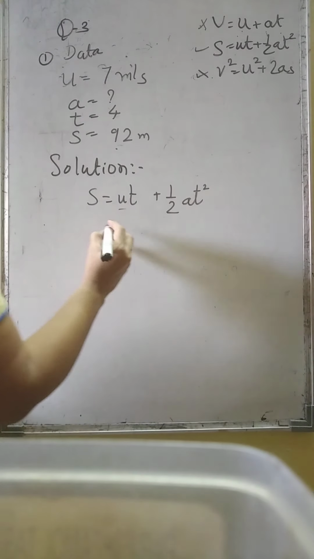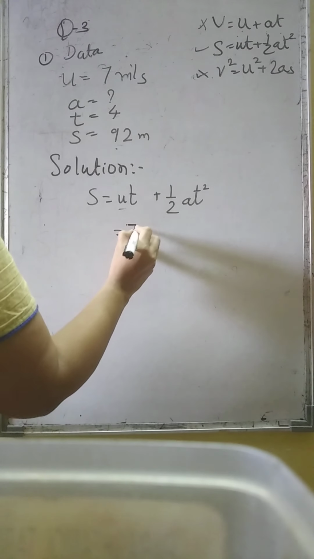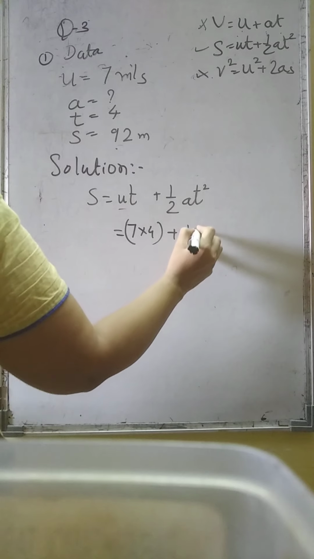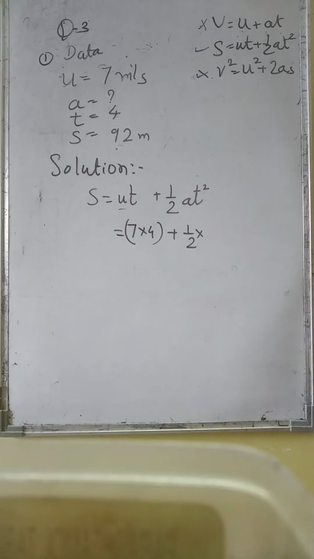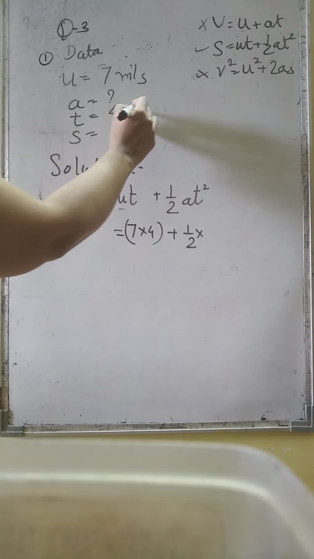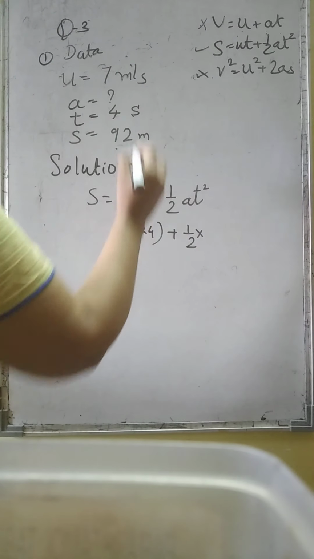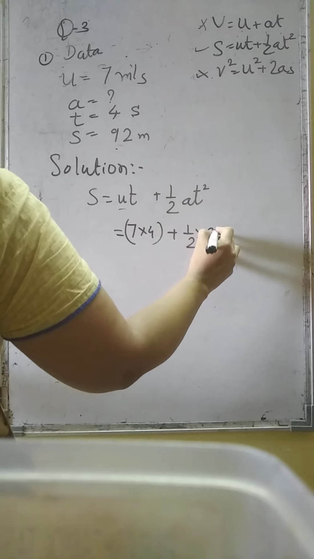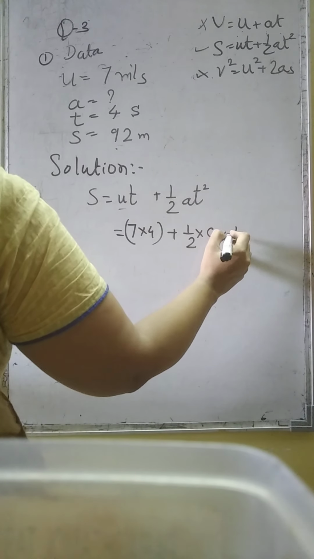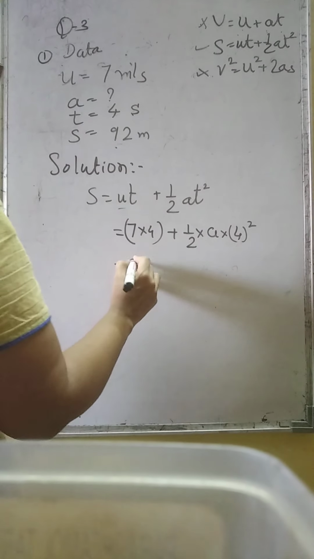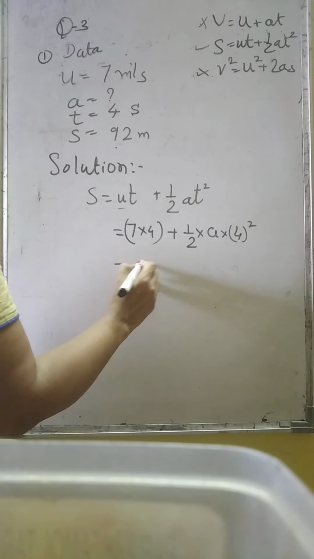So let us do that. u is 7, t is 4. Plus half. t equals 4 seconds will come now. So a I don't know and t is 4, and I have to do the square of it. 7 multiplied by 4 is 28.